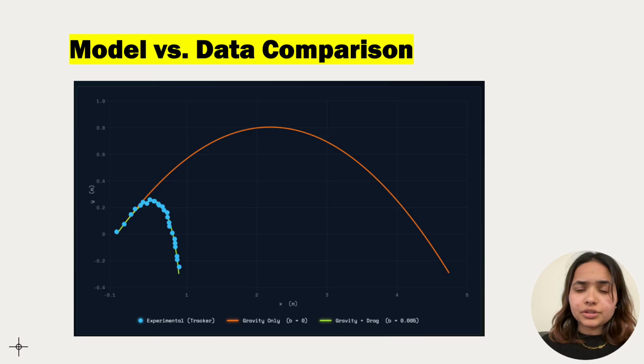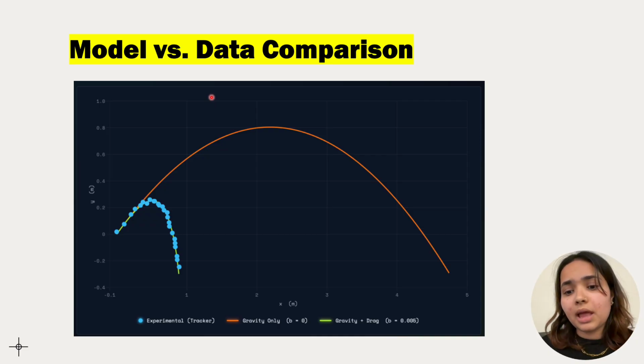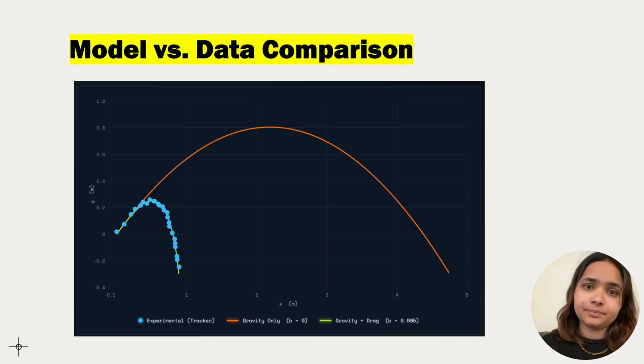The blue dots you see here are my experimental data from the Tracker, and the red line you can see is the gravity-only trajectory, meaning the ball doesn't actually travel as far as gravity alone would predict. And the green, almost hidden line is the gravity plus drag model, with b equals 0.005, which follows the experimental data so much more closely. That tells us that air resistance is a real and measurable effect for this project.